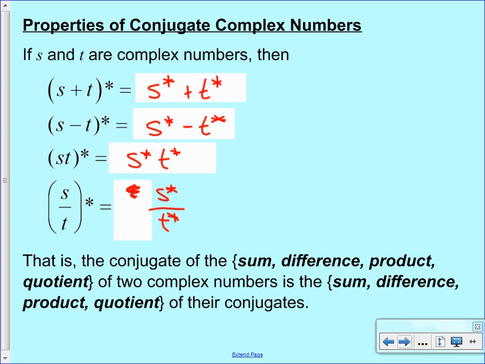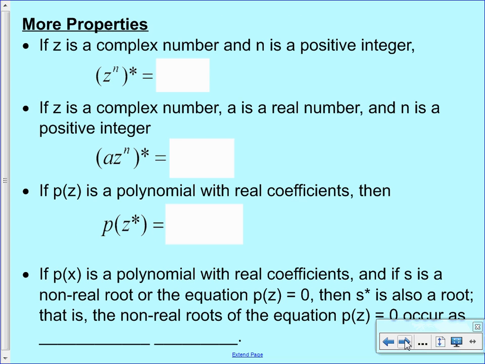The conjugate of a power. If you have a complex number, take it to a power, then take the conjugate. It's the same thing as if you took the conjugate of that number and then raised it to that power. If you had some type of scalar to it, like an A, just pull the A out. And then you could also just take the conjugate of the number and then take it to that power as well.